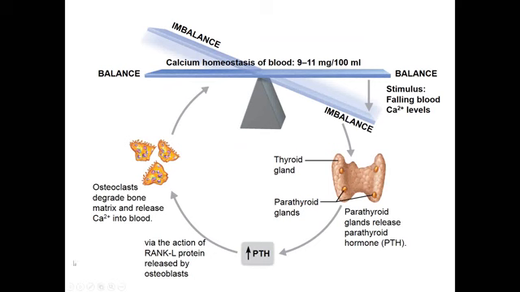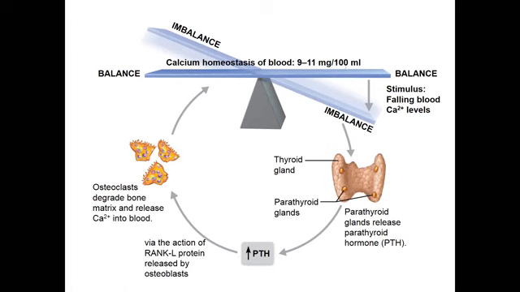So the body has two objectives when it comes to bone. On one hand, it wants to make sure that the bones are strong enough to deal with the daily forces that the bone encounters. And like I said, that depends on what the individual does. But the other objective is to actually keep the calcium levels in the blood steady within certain parameters. And you can see up here that the range is 9 to 11 milligrams per 100 mils.